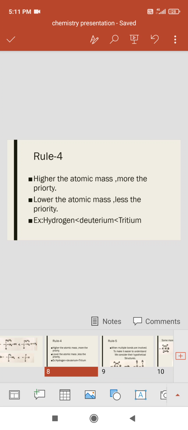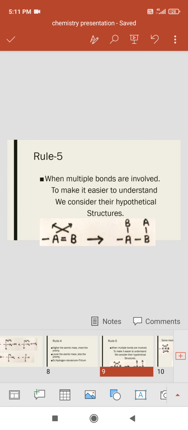Rule 5, when multiple bonds are involved.